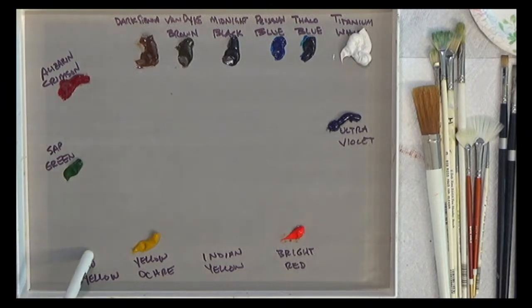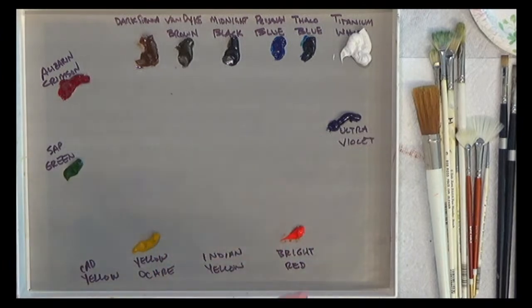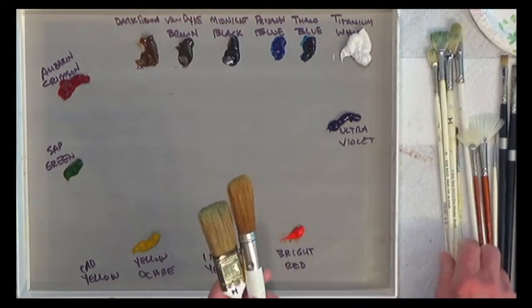I'm leaving out cad yellow, using yellow ochre for my yellow, leaving out Indian yellow, a little dab of bright red we might need, and I have my Grumbacher color called ultraviolet here. So those are the colors we'll be using.